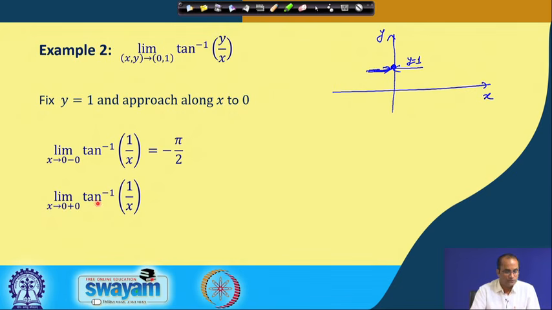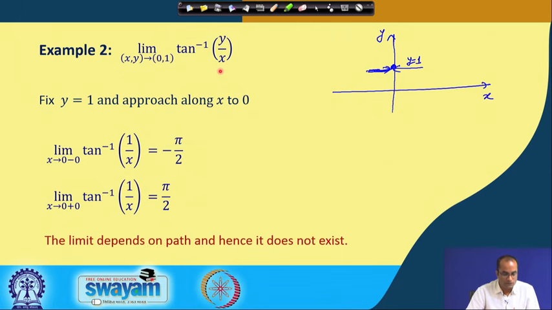Similarly, if we approach this point from the right side of this (0, 1) point, then in this case this will become infinity and tan inverse infinity, so we will get the limit as pi by 2. So again in this example we have seen that along two different paths we have two different limits. So what we can conclude is that the given limit as (x, y) goes to (0, 1) of tan inverse y over x does not exist, because this limit depends on the path.